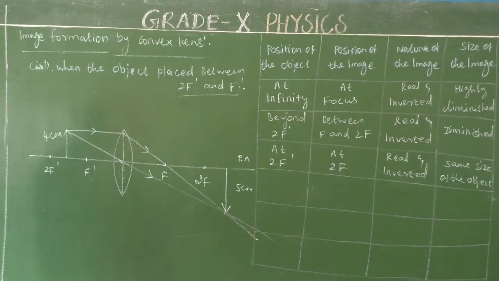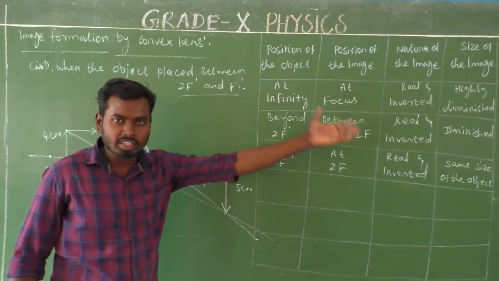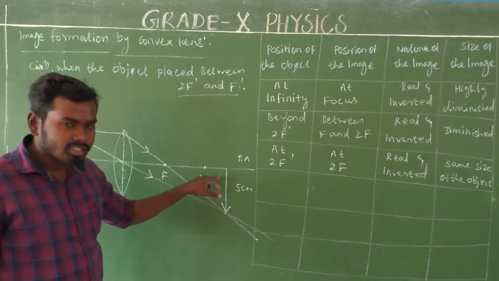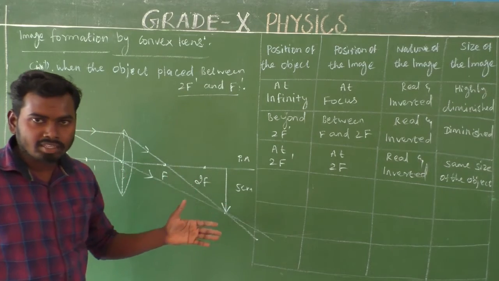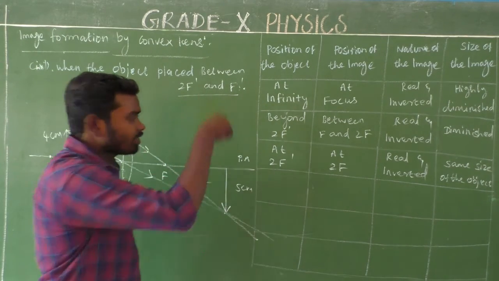So when we place the object between 2f dash and f dash, the image is formed beyond the 2f dash, the image size is more than the object size, and the nature of the image is real. All the real images are inverted images. Very simple. Is it clear? Now fill in the tabular column.